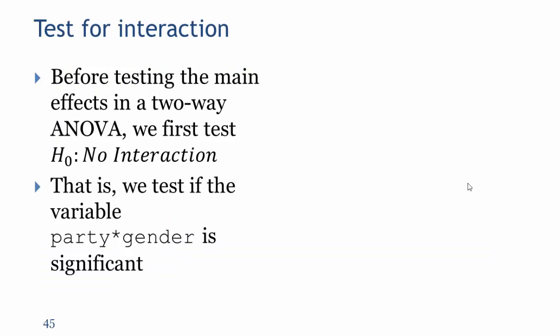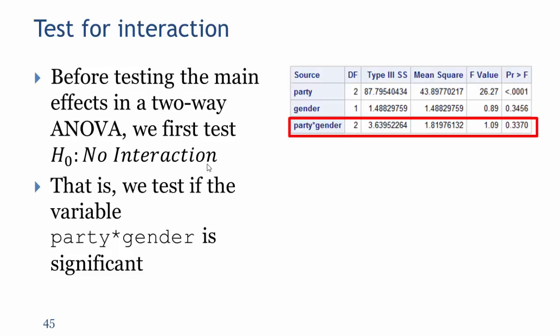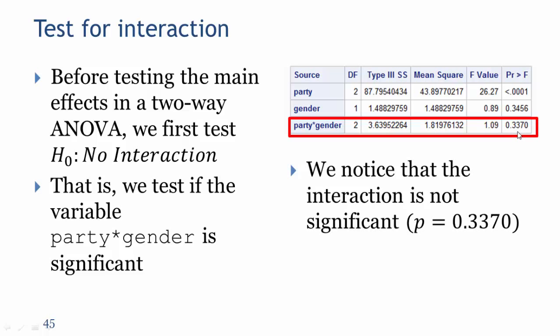Now we want to test for the interaction, right? Our null hypothesis is that there is no interaction. In other words, the coefficient for the interaction variable is 0. Okay, in other words, we are testing if the interaction is significant. So we'll look at the p-value again, and looking at the p-value we see that the interaction is not significant because it has a large p-value. So in other words, there is no significant interaction between party and gender.